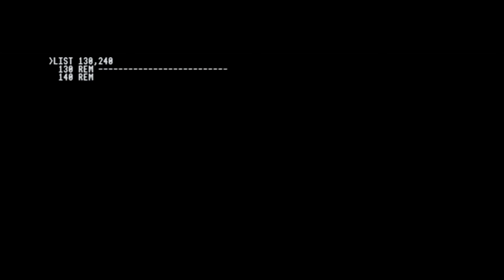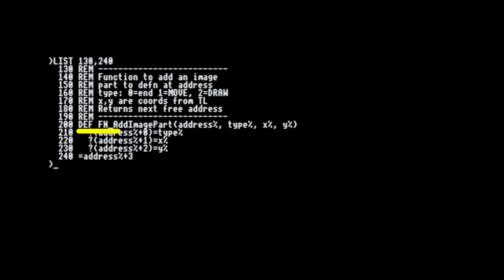Back at my BBC computer, this is my function to add an image part into memory. You pass in the address, a type ID, which describes what we're going to do, move, draw or stop, and X and Y coordinates. The next 3 bytes are populated with that data. And then we return the next address because you're going to do a few of these one after another.